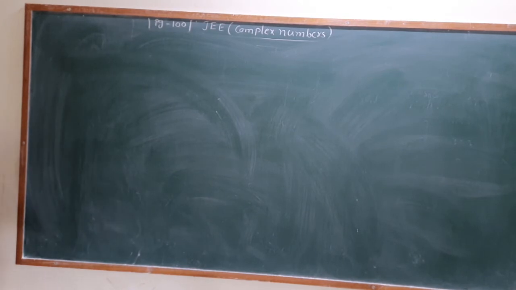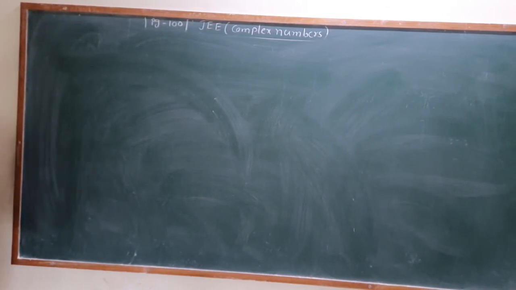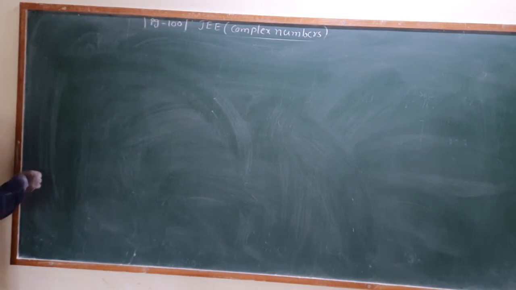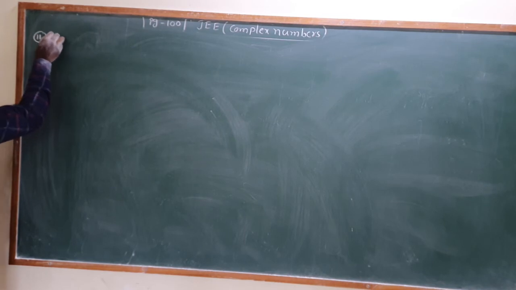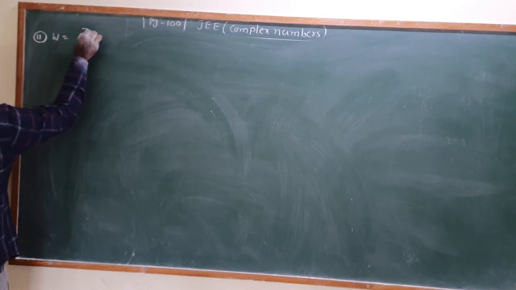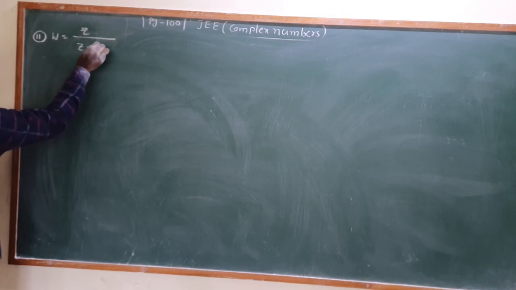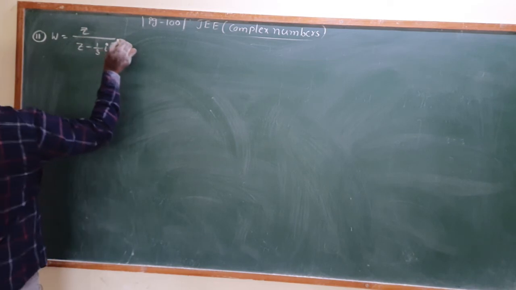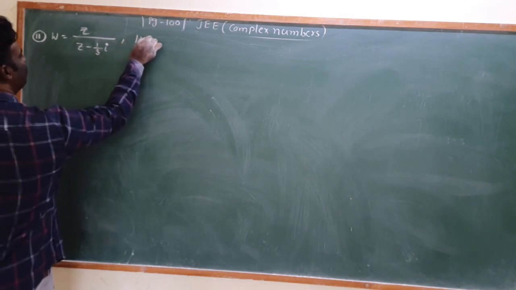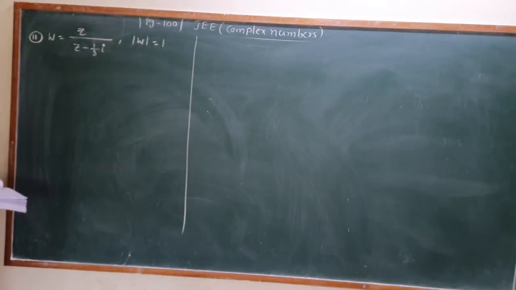Okay, next. Eleventh question. W equals Z by Z minus 1 by 3i, and mod W equals 1. Then Z lies on what?